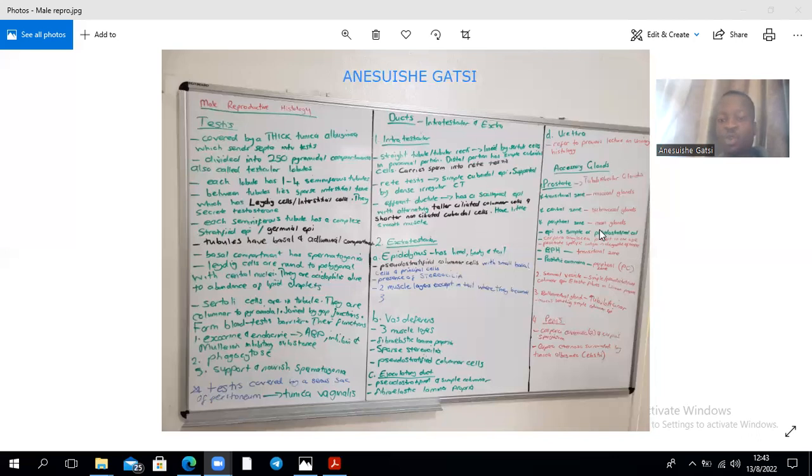Then the central zone is the one that surrounds the ejaculatory ducts. It contains about 25% of the glandular tissue. The peripheral zone contains about 70% of the glandular tissue. Meaning 25, 70, then you're left with the transition zone, which is about 5% of the glandular tissue within the prostate.